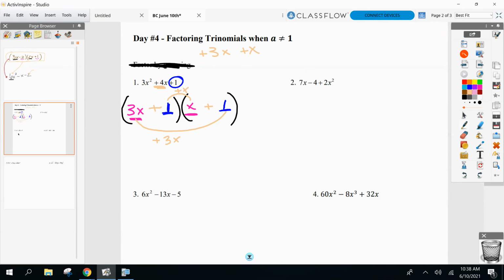Now what happens when I got a couple different choices? All right, take a look at number 2. What don't you like about 2? Hopefully you're like me. Out of order. Definitely out of order. Rearrange it before we start. 2x squared out in front, 7x in the middle, minus 4 at the end. All right? Any GCF? How many terms? 3. What's the number out in front? 2. Not 1. So here we go. A little guess and check time now.